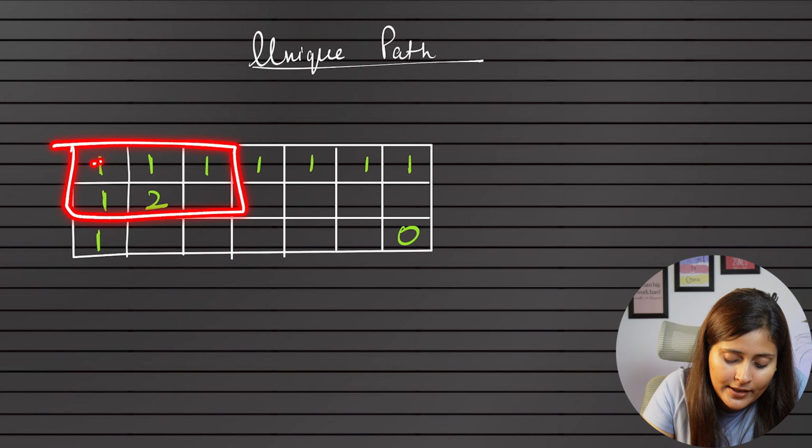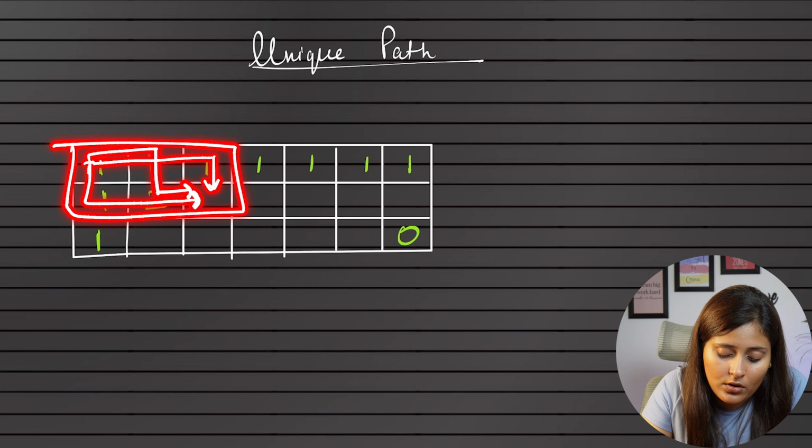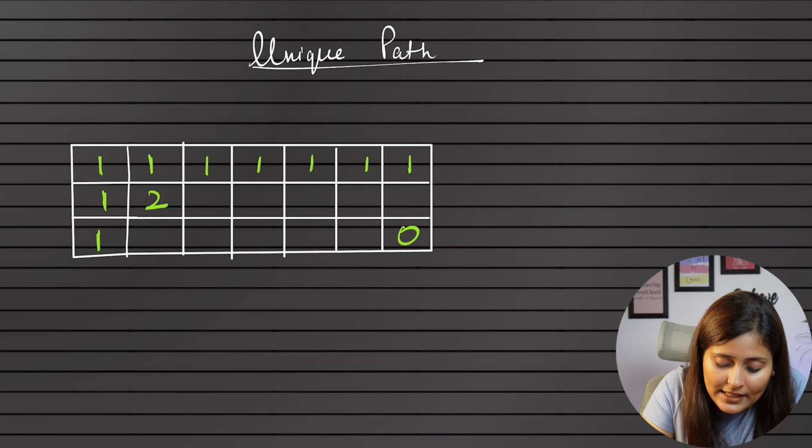So how many ways are there? The first way is this. Can I say? Okay. The second way is this. Can I say? Yes. And the third way is left, down and left. Now don't think about the third one too much. So only 3 ways are there.